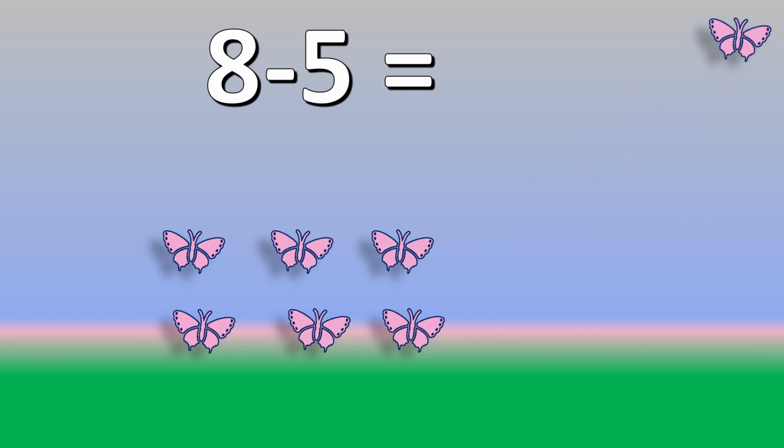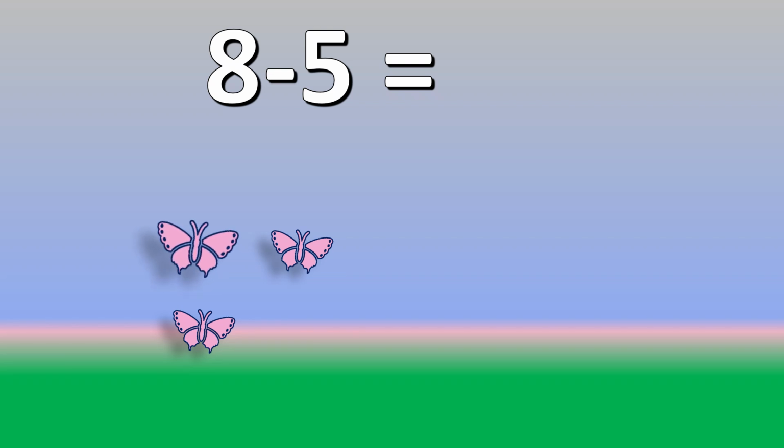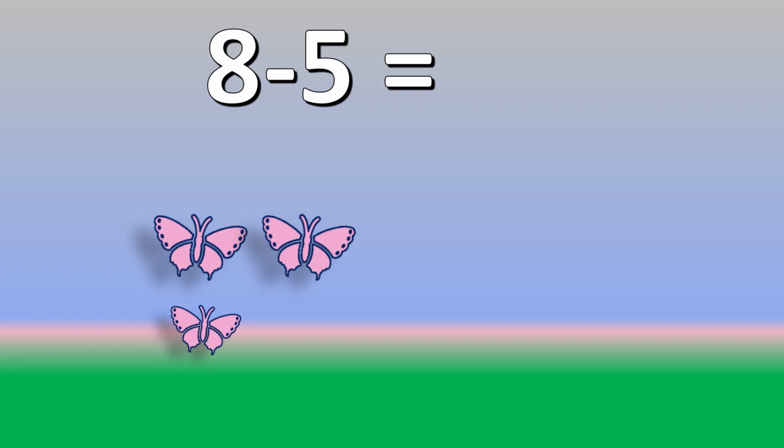1, 2, 3, 4, 5. Let's count how many butterflies are there. 1, 2, 3. 3 butterflies are there.